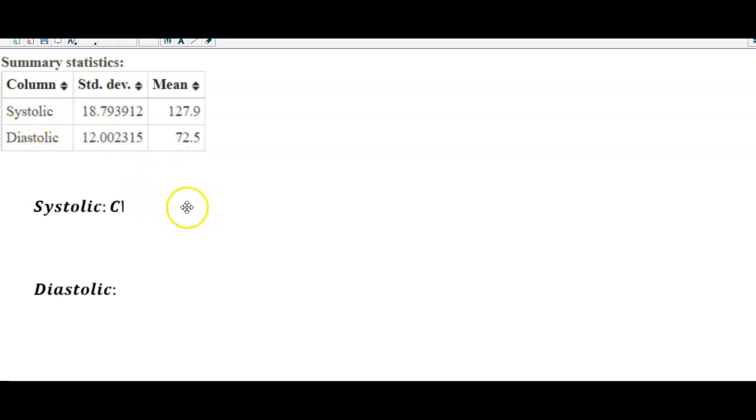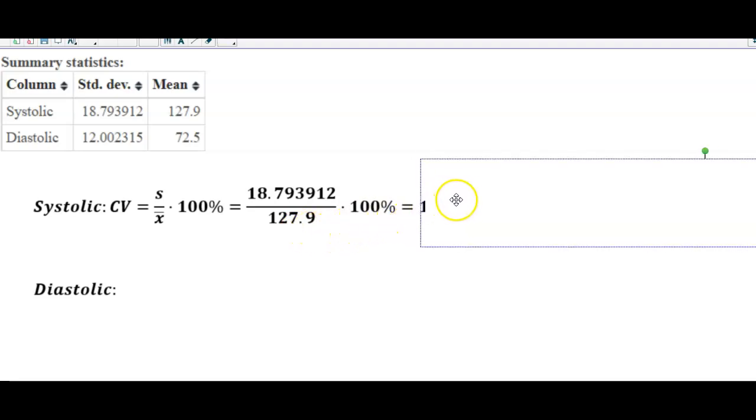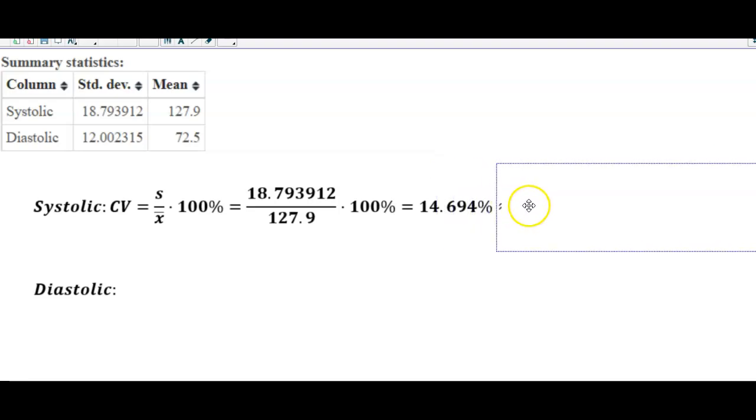Recall that the formula for the coefficient of variation is equal to the sample standard deviation divided by the sample mean times 100%. So we're going to put the sample standard deviation, which is 18.793912, and divide it by the sample mean, which is 127.9, and then multiply it by 100%.